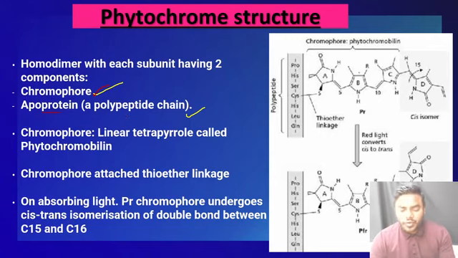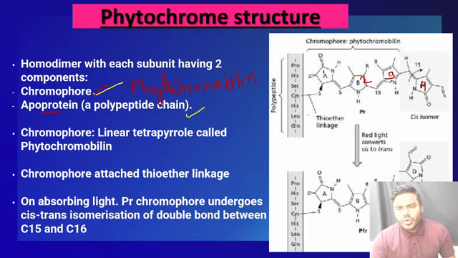What is chromophore? Every student, listen to me carefully. Here the example of the chromophore is phytochromobilin. What was that, my friends? The example of the chromophore is phytochromobilin. This is the chromophore, correct? How many rings are there? 1, 2, 3, 4. What ring is it? Pyrrole ring.